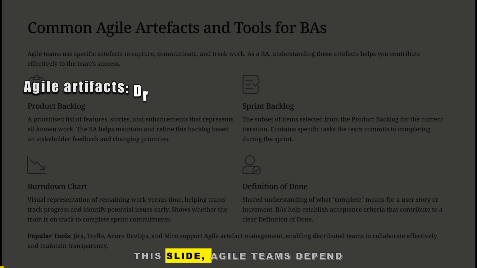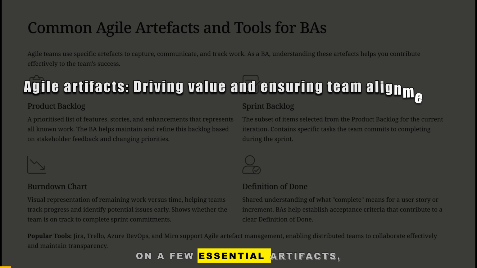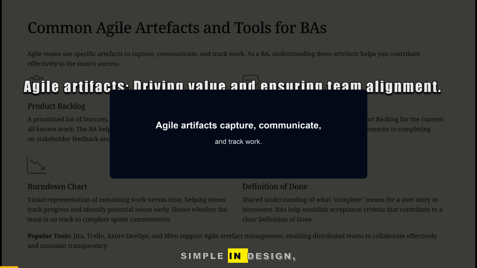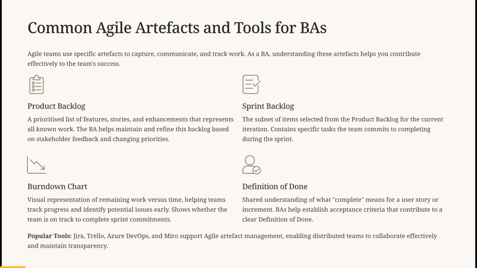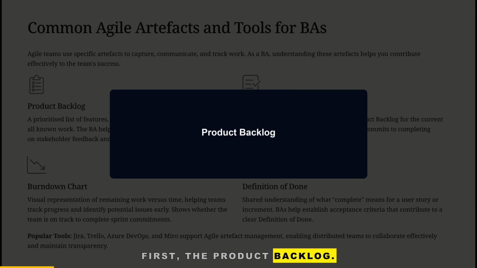As you can see on this slide, Agile teams depend on a few essential artifacts, simple in design, but powerful in function. Let's unpack each one, and more importantly, see how a business analyst actually uses them in the real world. First, the product backlog.